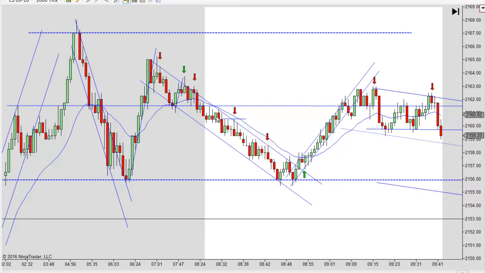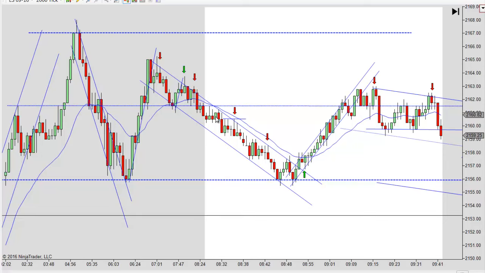And it does pull back and kind of give you a double test here. But that's just too much sideways, so I didn't like entering there. I think it was too risky. Wait and see if you get a pullback on that one.